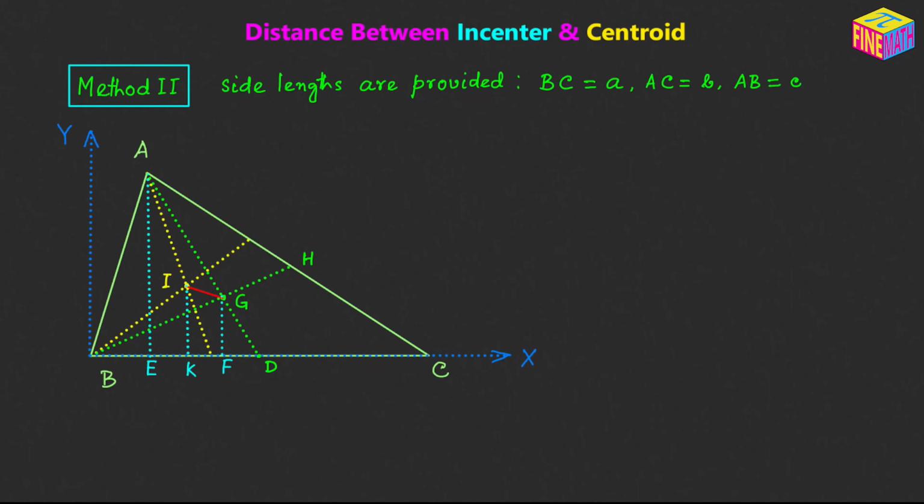Since we have not been provided with the vertices of the triangle, we can draw the x-axis and the y-axis as per our convenience, because in this case we are not going to determine the coordinates of the incenter or the centroid. We are just going to find the distance between the incenter and the centroid. Now with this approach, what would be the coordinates of B? Well, obviously the coordinates of B will be 0, 0 because we have positioned the triangle in such a way that B coincides with the origin.